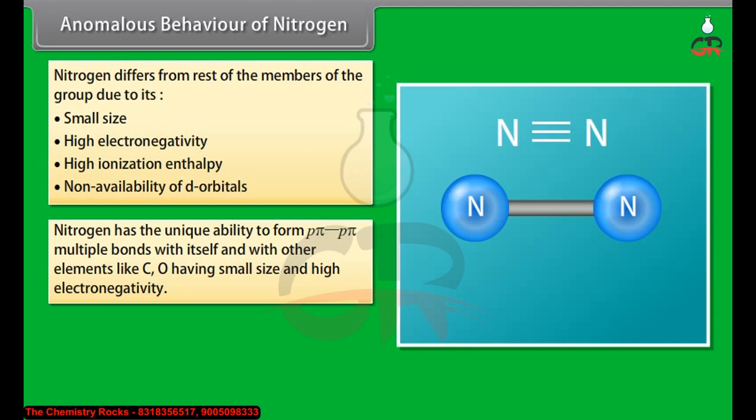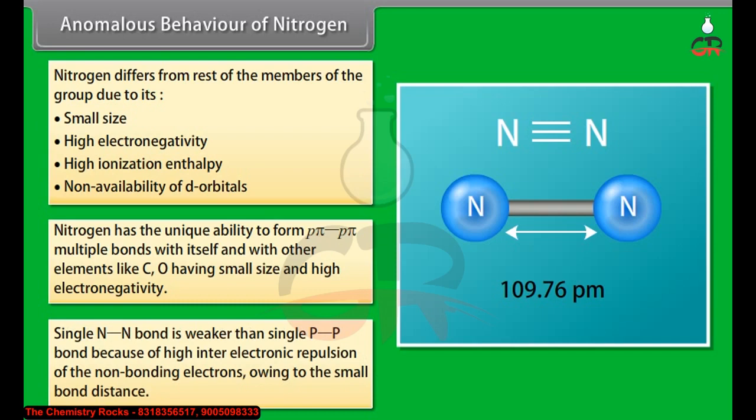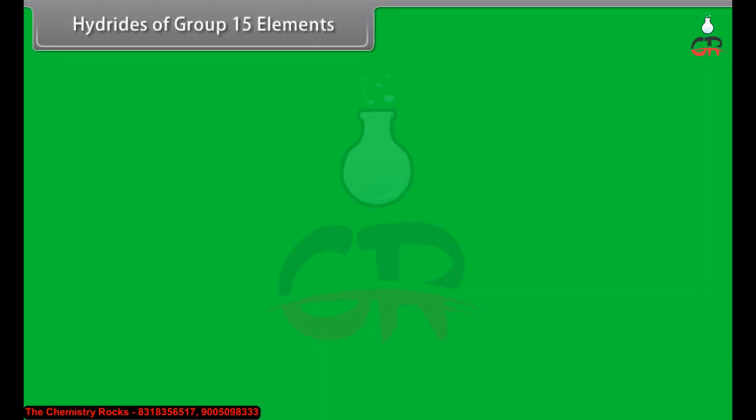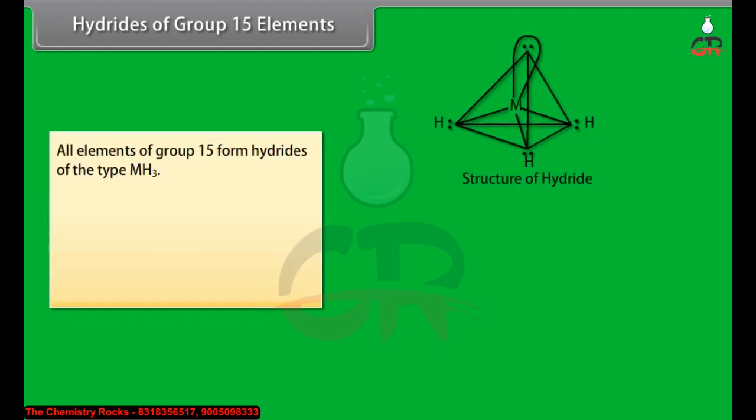Thus, nitrogen exists as a diatomic molecule with a triple bond between the two atoms having high bond enthalpy 941.4 kJ per mole. A single nitrogen-nitrogen bond is weaker than a single phosphorus-phosphorus bond because of high inter-electronic repulsion of the non-bonding electrons owing to the small bond distance. Hydrides of group 15 elements. All elements of group 15 form hydrides of the type MH3.